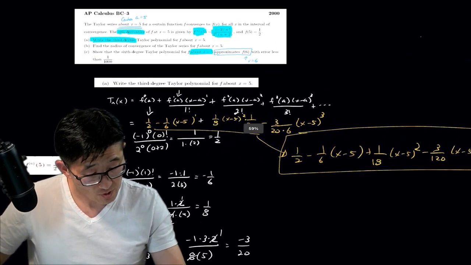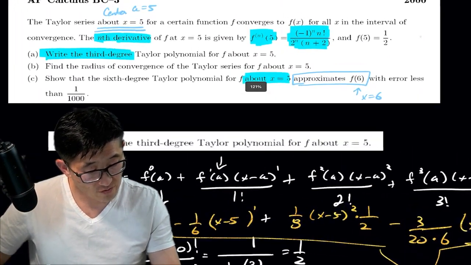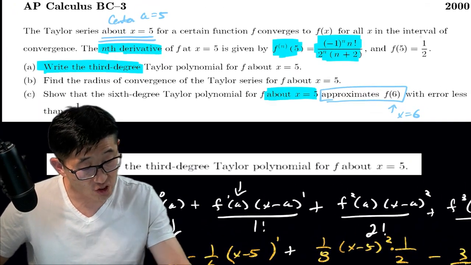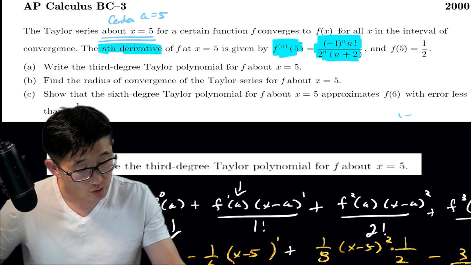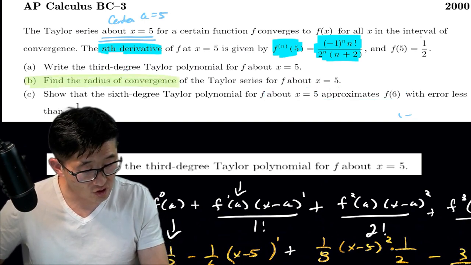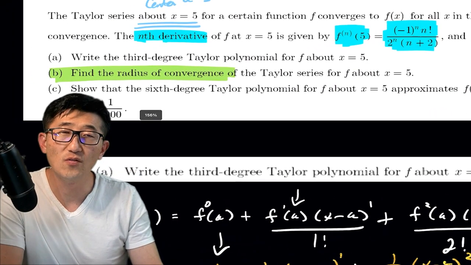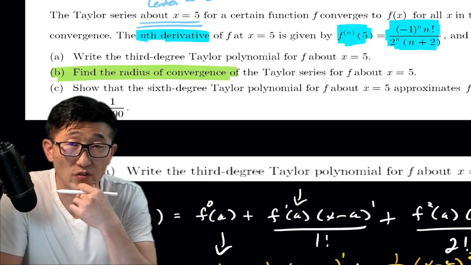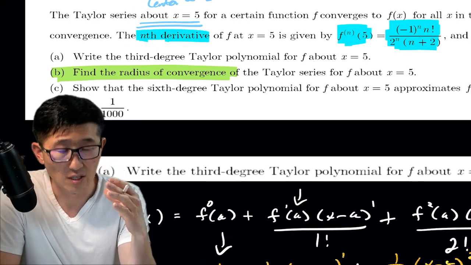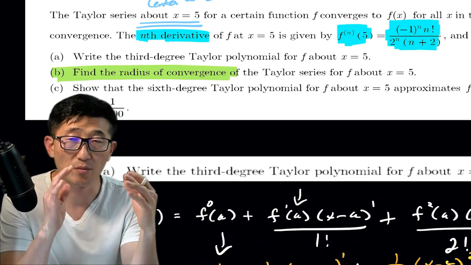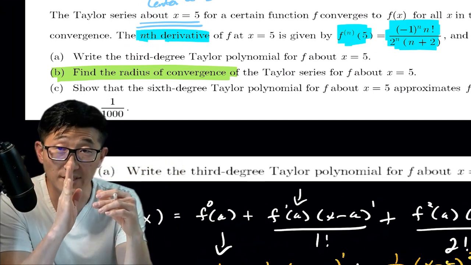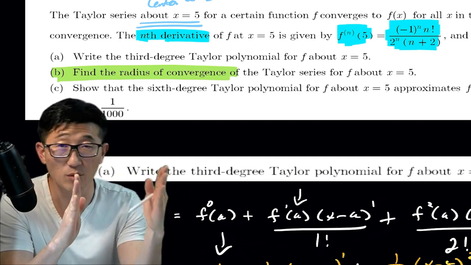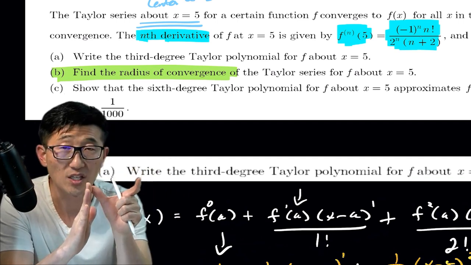Now, the next question, when it says here, find the radius of convergence. Let me erase all these. So we're doing this one. Find the radius of convergence. Now, notice that it's not asking for the interval of convergence. It's asking for the radius. Interval would mean from negative some number here to some number there. Radius is just from the center to one end. It can be both ends. That's the radius of convergence.